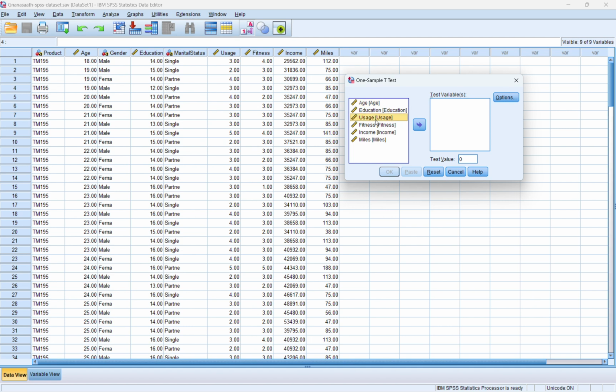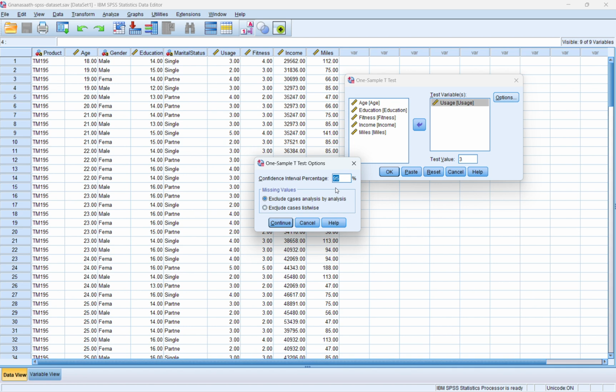So I'm doing it on usage. My test value, I'm testing if it is greater than 3. Then just click on Options. You would have nothing but the confidence interval, which, unless specified, is 95% by default. If it is specified as any other value, you can mention it.